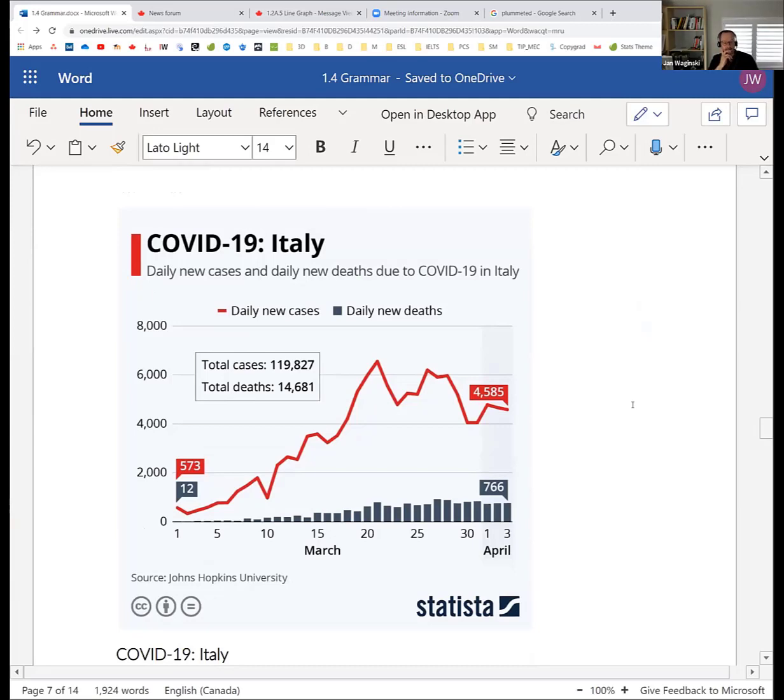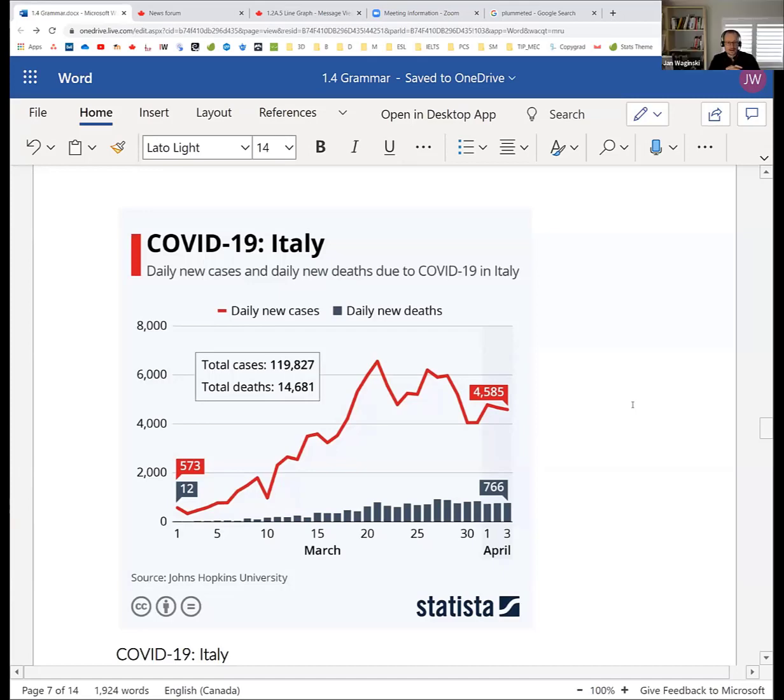The graph shows the new cases and the daily new cases and deaths due to coronavirus. Yes. So, okay, that's your first sentence. That would be your introduction. You would obviously have to paraphrase it, but what comes next is? The date between March and April.